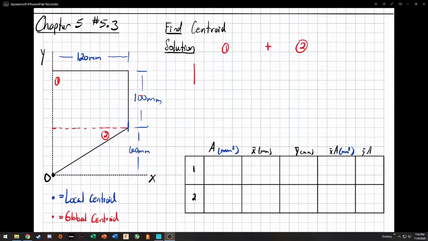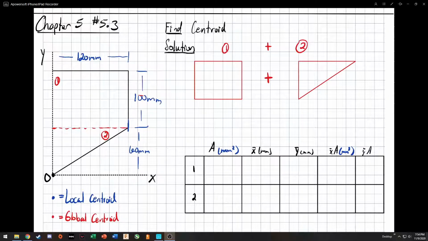Go ahead and draw our rectangle. I'm going to draw mine nice and pretty with straight lines. Plus our triangle, which is pretty much an upside down right hand triangle.